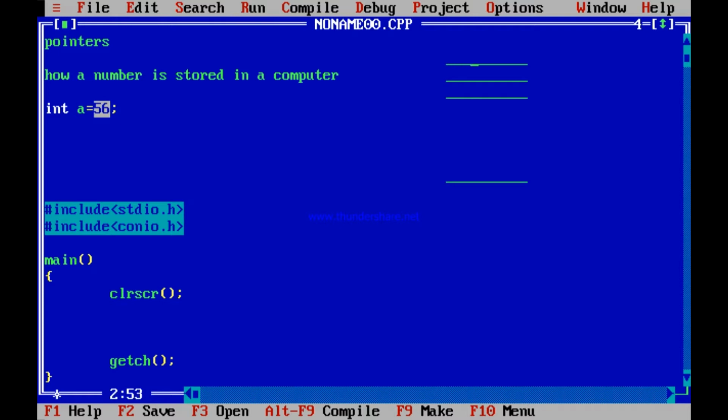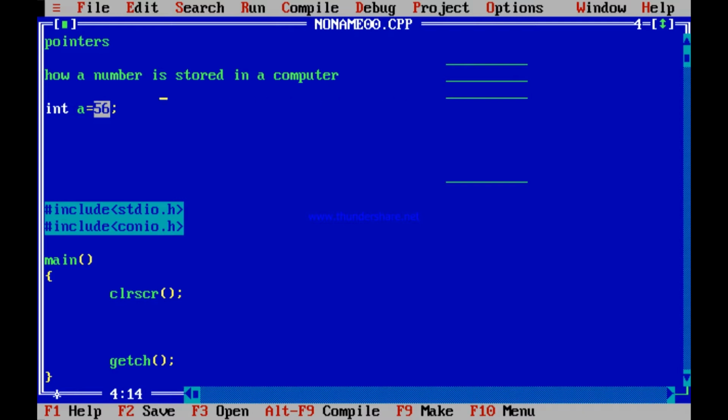So when we are saying 56, maybe 56 is stored within some of the locations of the memory, or maybe not here, in some other location, say over here, in between the memory anywhere. But how is 56 stored? It is stored in a binary format. That is, 56 is written in some bits of zeros and ones. How is a decimal number stored in the form of binary? It is stored in the form of bits, zeros and ones, within the computer memory.